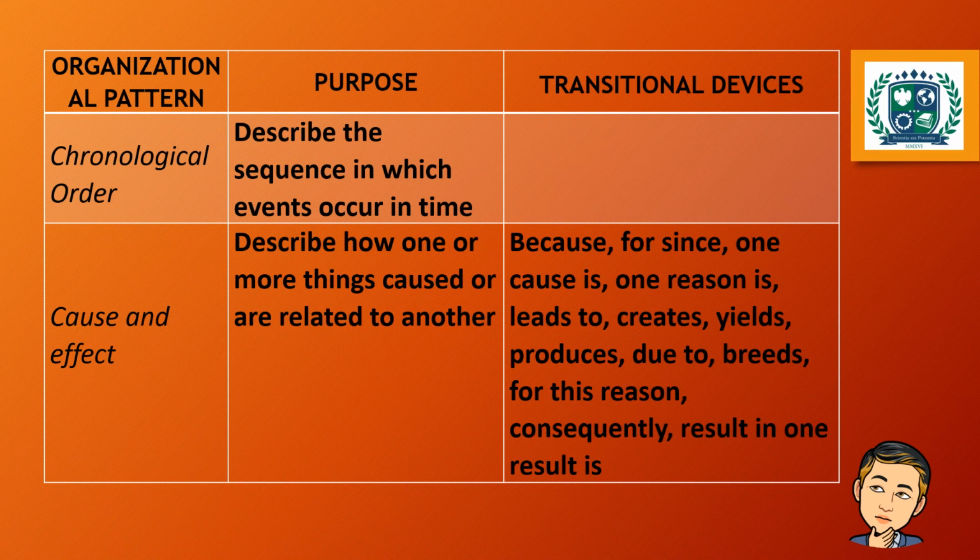Organizational pattern. Chronological order. Describe the sequence in which events occur in time. Cause and effect. Describe how one or more things cause or are related to another. Transitional devices: because, for, since, one cause, one reason, leads to, creates, yields, produces, due to, breeds, for the reason, consequently, result in, one result is.